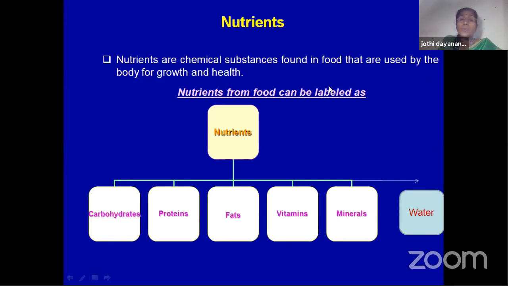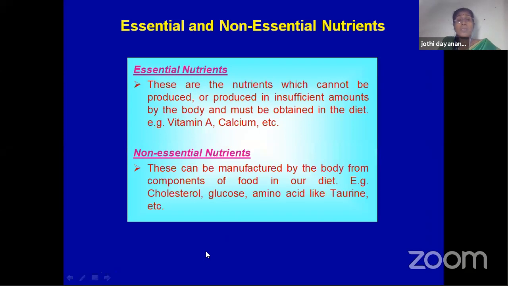So when you look into the nutrient, what are the components? The nutrient components are carbohydrate, protein, fat, vitamin, mineral, and water. Your food should always contain all these things. There are essential and non-essential nutrients. All right, so what are the essential nutrients?